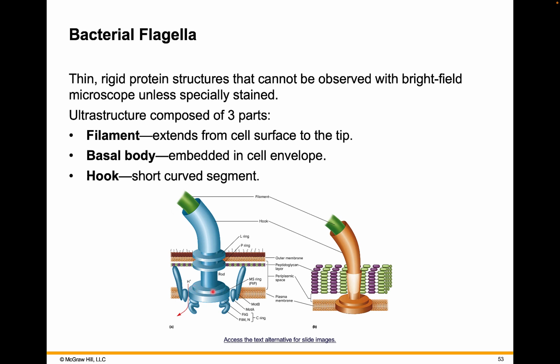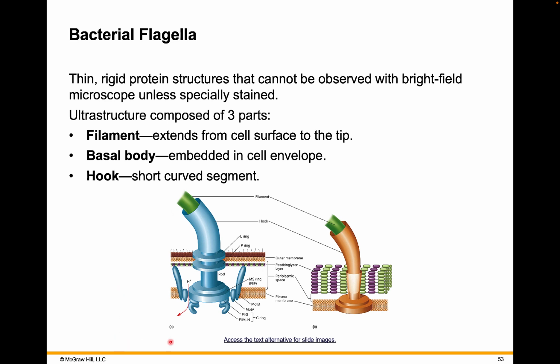And these are in the plasma membrane. And then you have this C ring, which is on the cytoplasmic side of the plasma membrane. So cytoplasmic, then plasma membrane, peptidoglycan in the periplasmic space, and the lipopolysaccharide: four rings are present there.